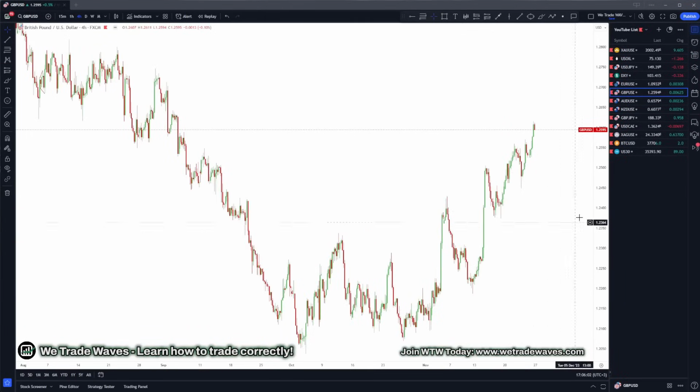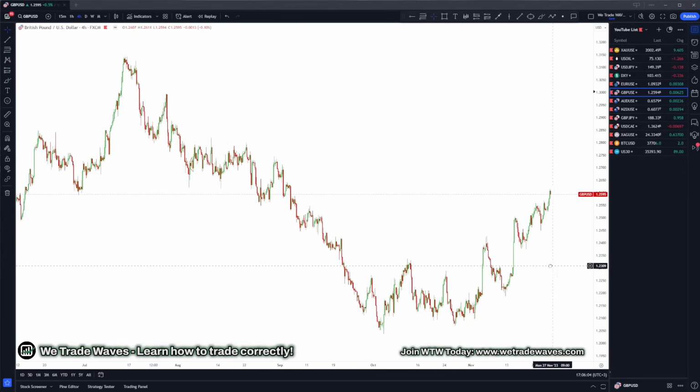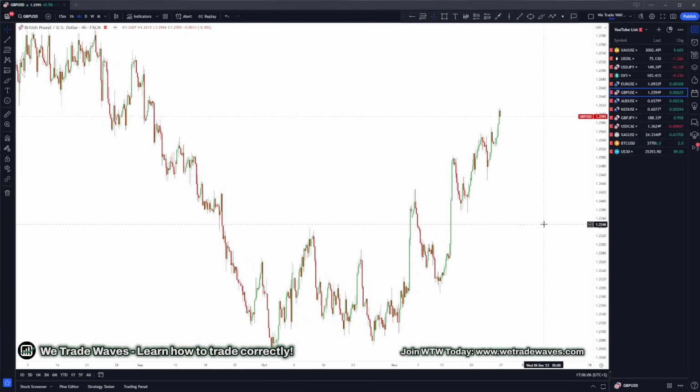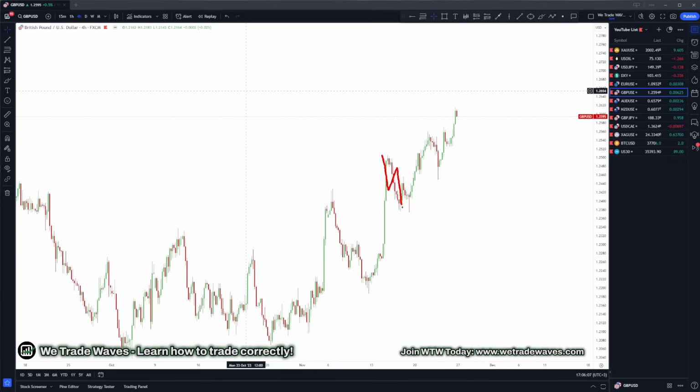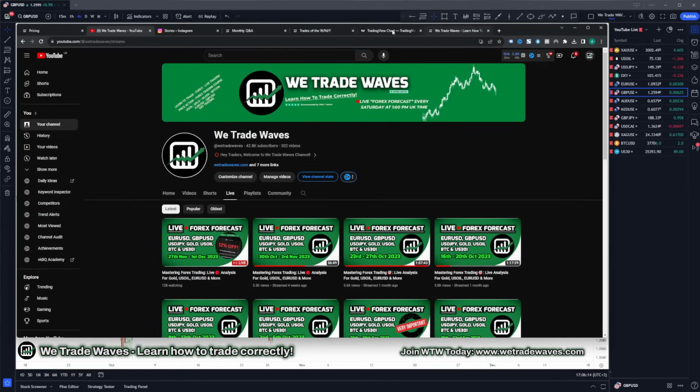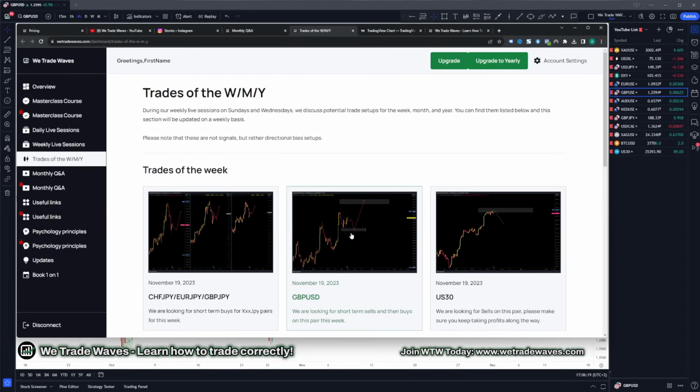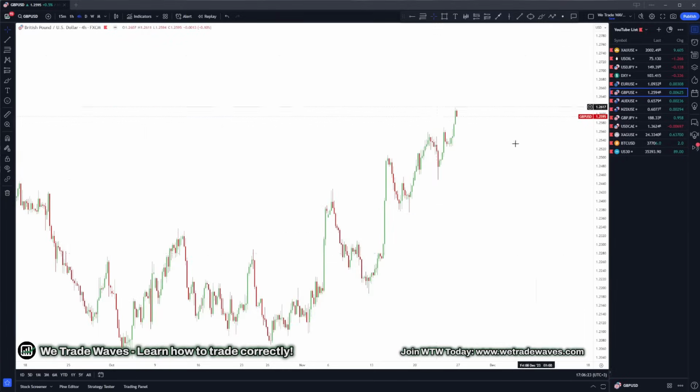Okay, so back to this one. Pound dollar, we've got this up wave. We're waiting for the market to give us a corrective structure and up again. Also, this was one of our trades of the week covered during our last Sunday session. Back to this one here. Trades of the week, pound dollar, corrective structure, up again. So we're waiting for the market to go up and break this top once more.